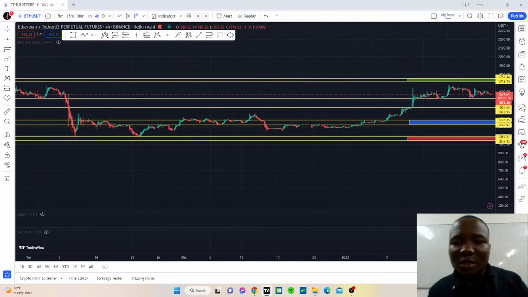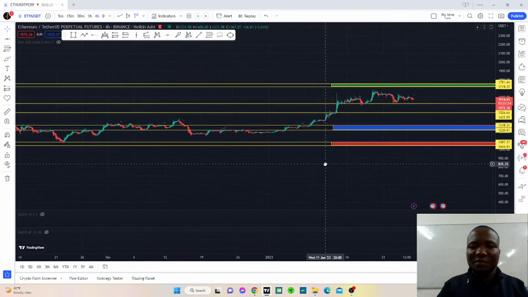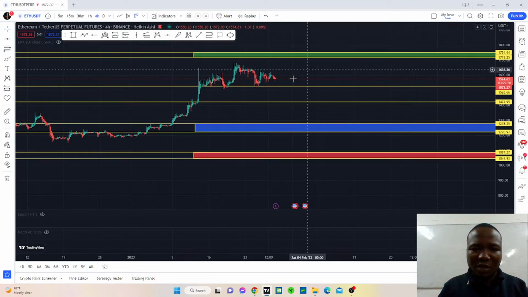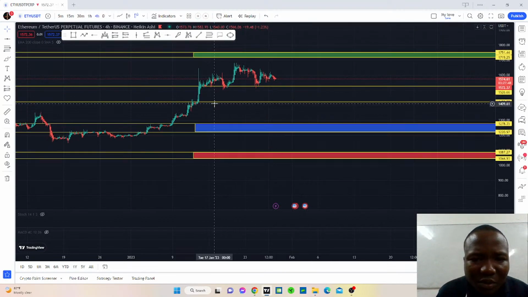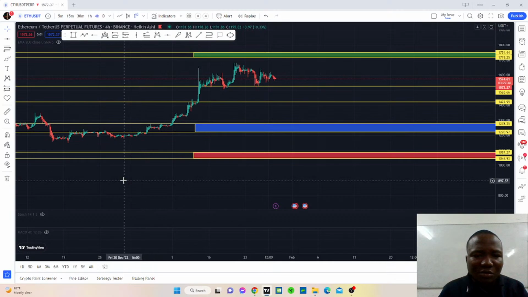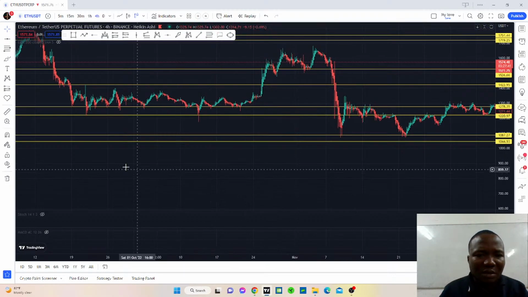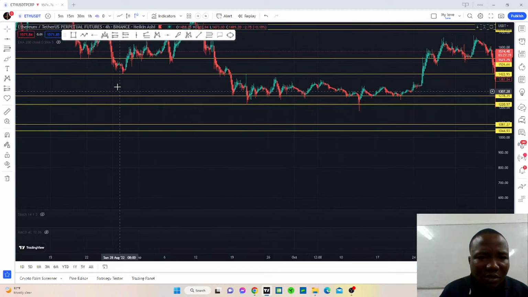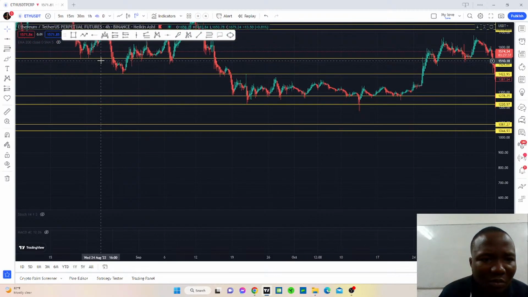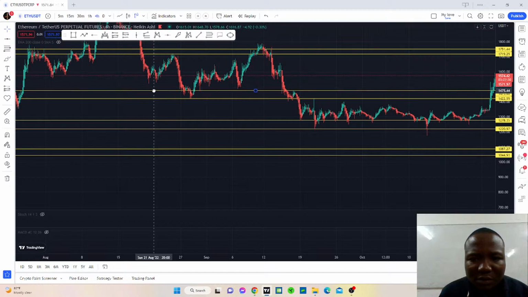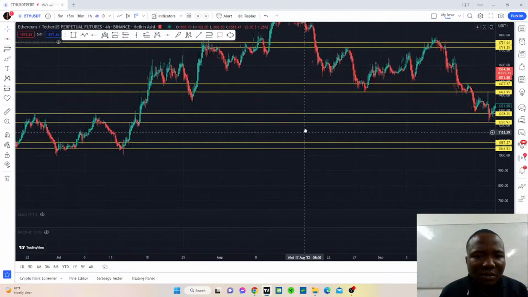Okay, so now we have identified our zone properly. Oh, this zone is too big. The zone can't be too big like that. I'll make it more accurate. That zone is too big. I think this is perfect.